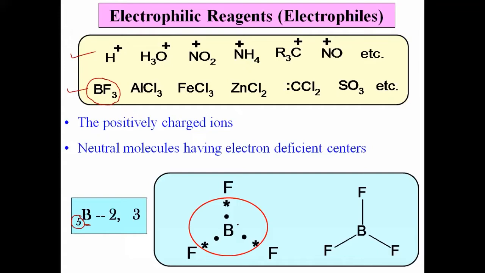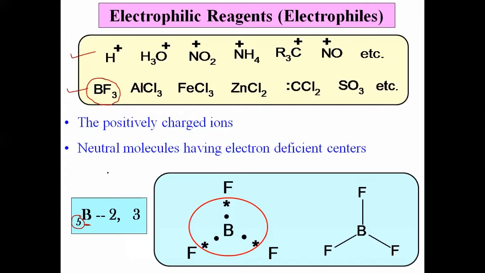But here that boron having only 6 electrons after formation of covalent bond, means again it having 2 electrons less to complete its octet. Means we can say that there is a deficiency of electrons. This is an electron deficient center in BF3: the central boron atom having only 6 electrons in its valence shell, and therefore there is a deficiency of electrons.